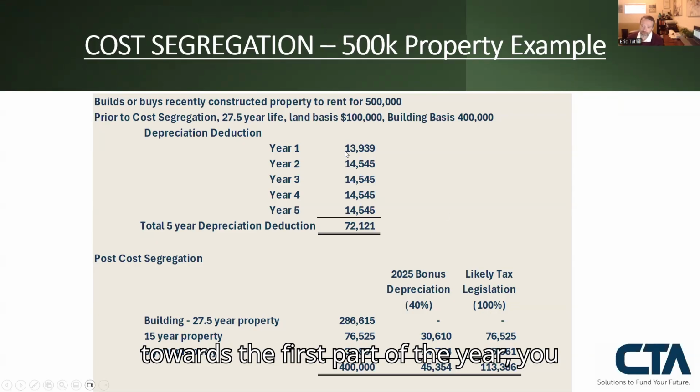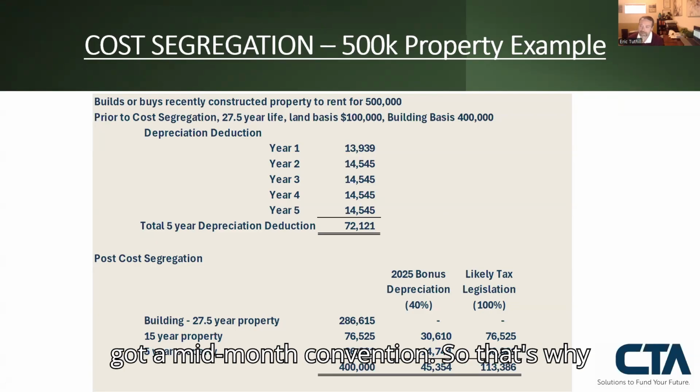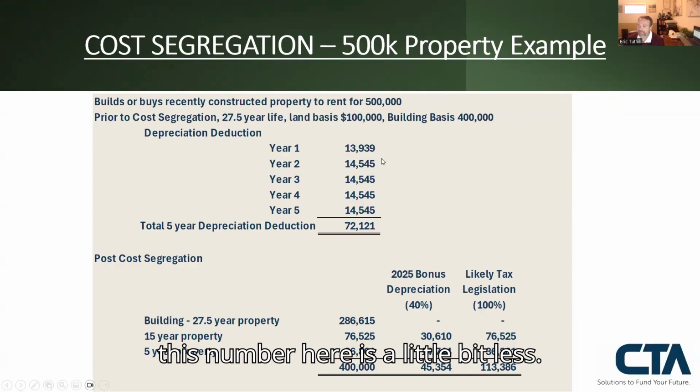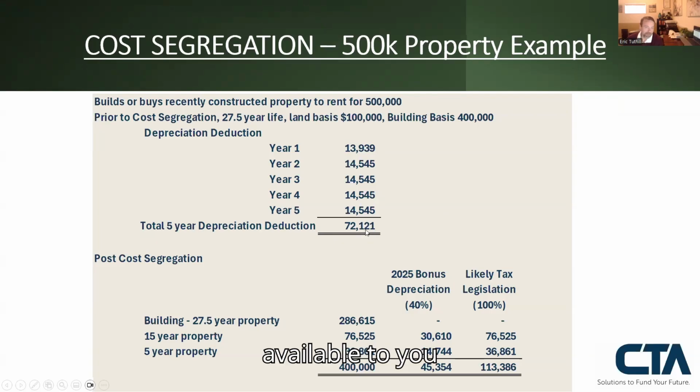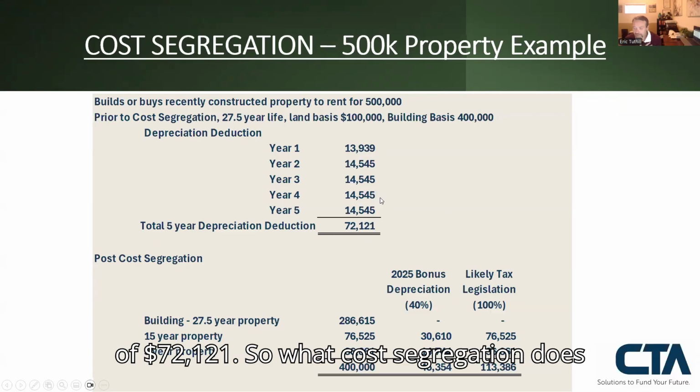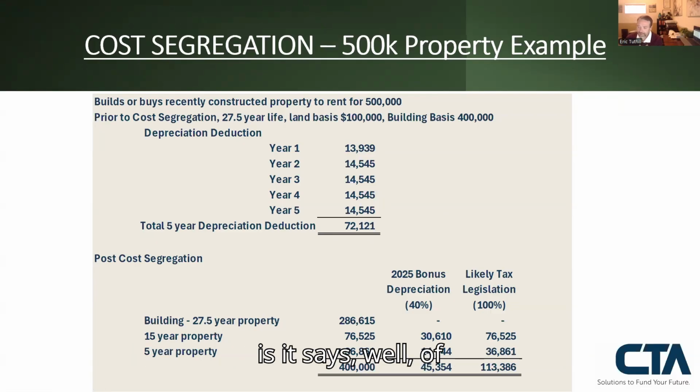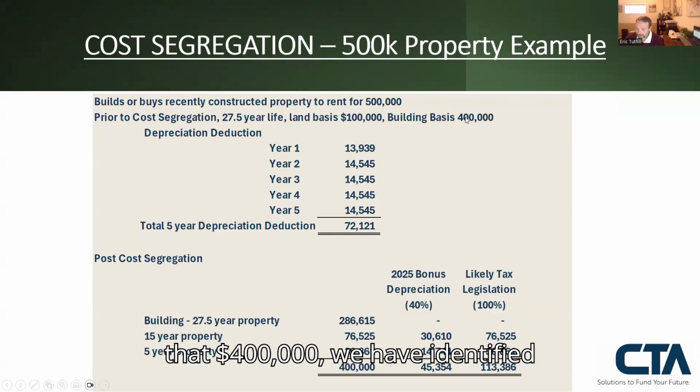Let's just say it's towards the first part of the year. You've got a mid-month convention, so that's why this number here is a little bit less. But over those 5 years, you had a total depreciation deduction available to you of $72,121.